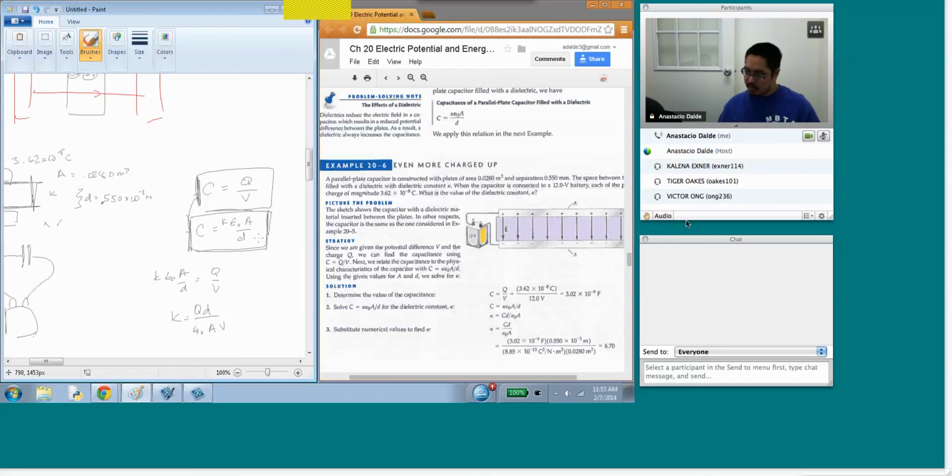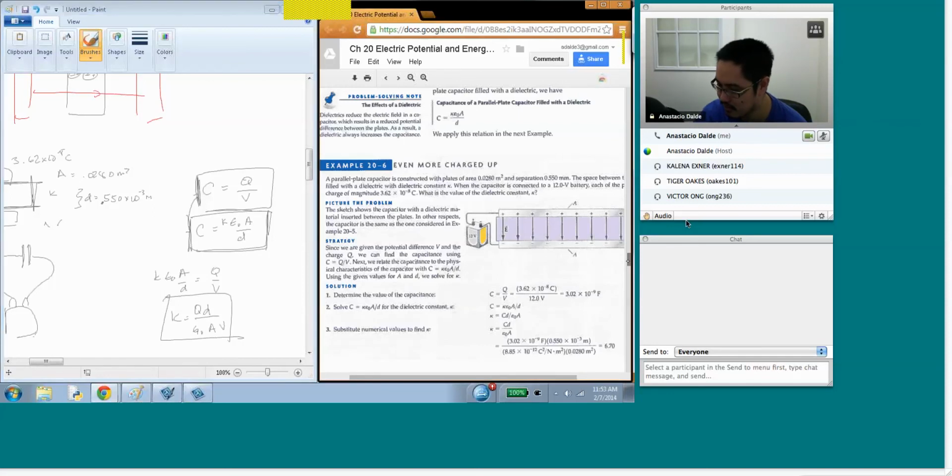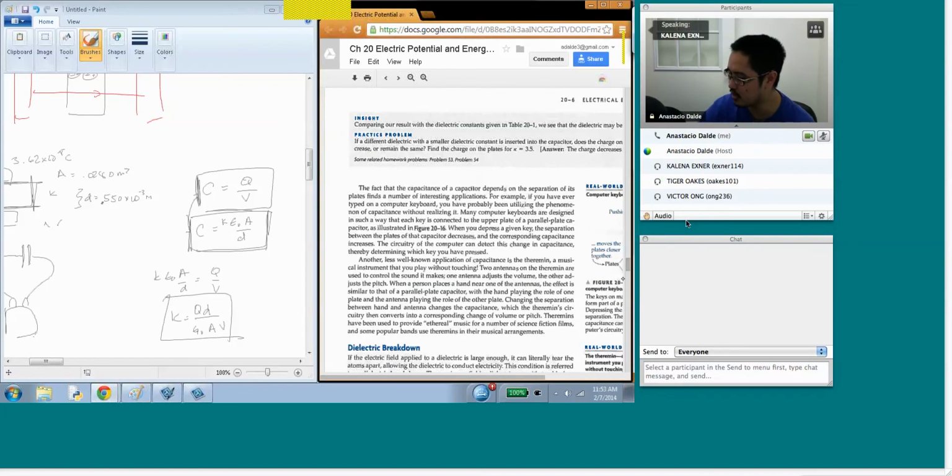So C could be the same thing as Q over V, right? Well, C is Q over V. So it could be something like QD over E naught A V. Well, that's what I have. Oh, that's what the answer is. So this wouldn't work? No, that totally would work. You would just have to figure out what C is first. And it's Q over V. Okay, got it.